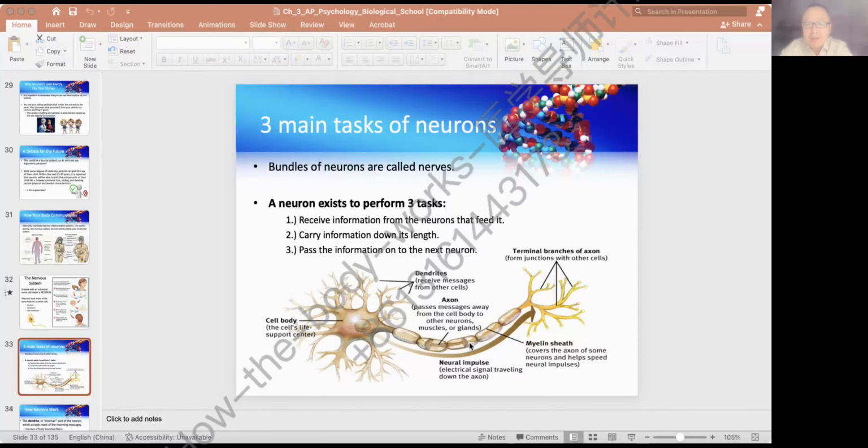But remember, outside of the axon, there is one important structure called the myelin sheath. The myelin sheath's function is to cover the axon of some neurons and help speed neuron impulses. So the keywords here are cover or protect, and speed.